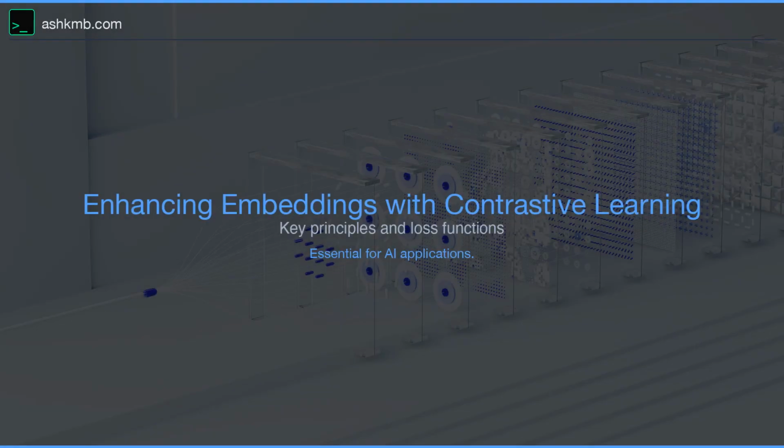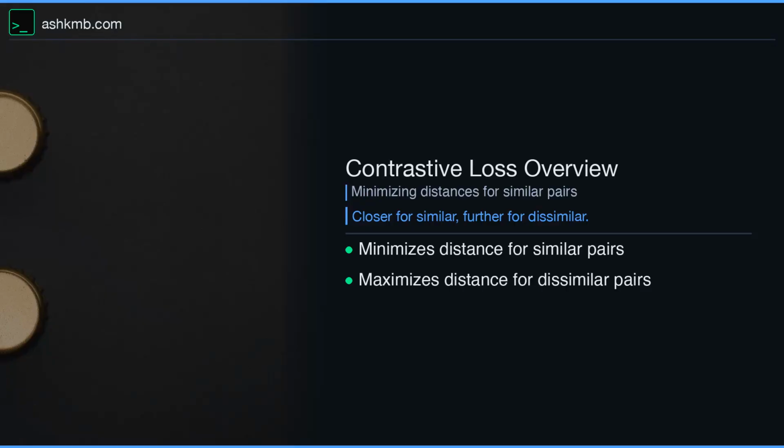Contrastive representation learning enhances the learning of embeddings by optimizing the distance between similar and dissimilar sample pairs. This approach is crucial for both supervised and unsupervised AI applications. Contrastive loss minimizes the distance between similar pairs. It enhances embedding learning by ensuring that sample pairs from the same class are closer in the embedding space while maximizing the distance for dissimilar pairs.